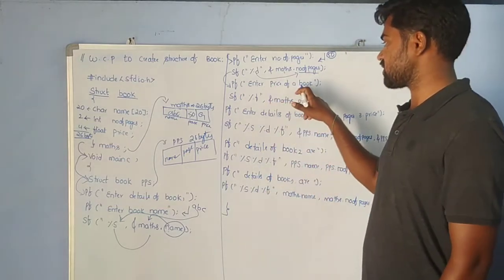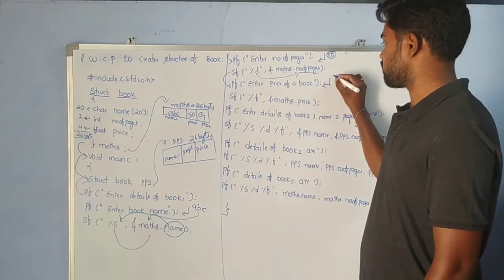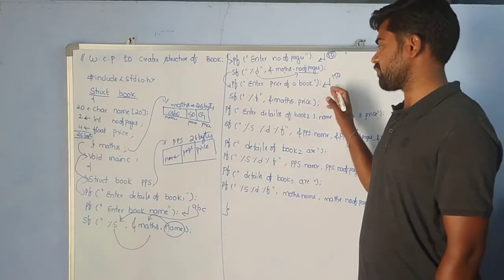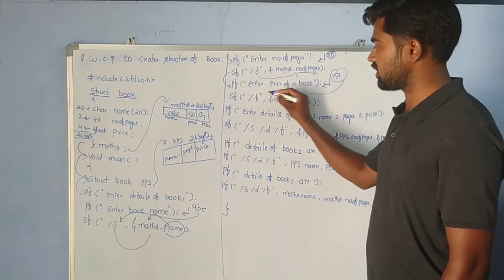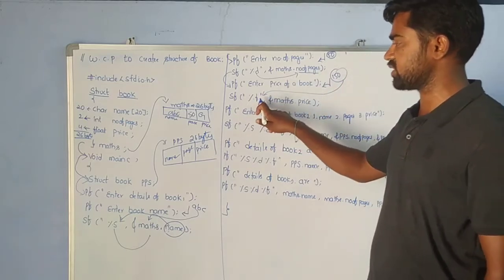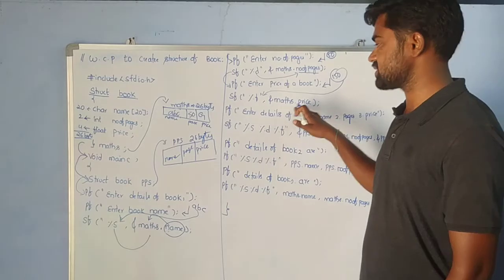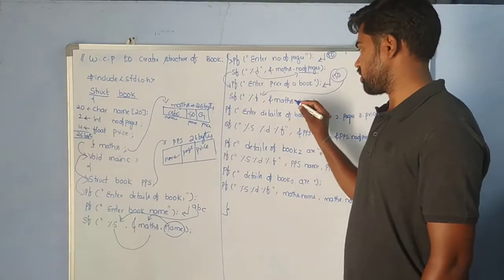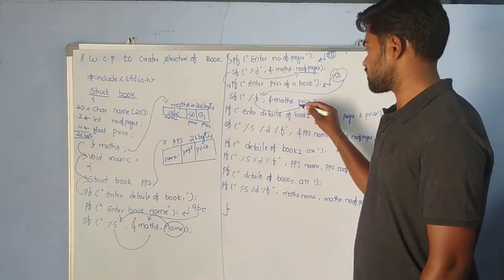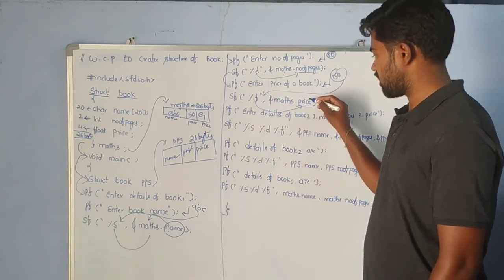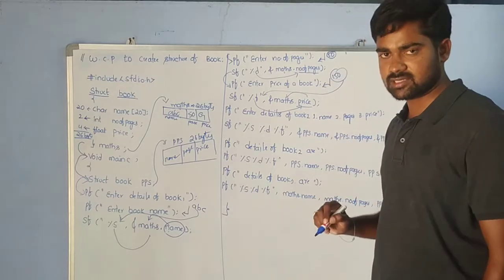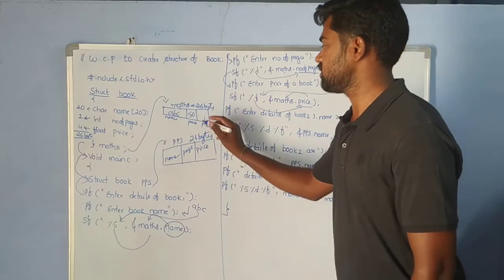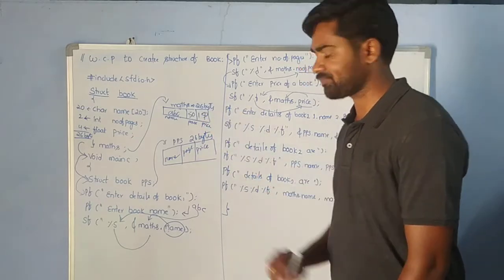Enter the price of a book. I'm going to enter the price equal to 150 rupees. Now what will happen? This 150 is going to be read by the percentile, because we have taken the price as a float. Now this price is going to be stored in the location price of the variable called maths. Here we are using the dot operator. Now price is going to be stored in the location as 150.